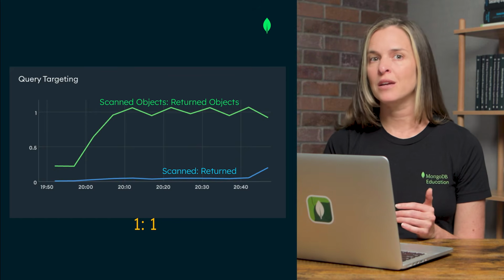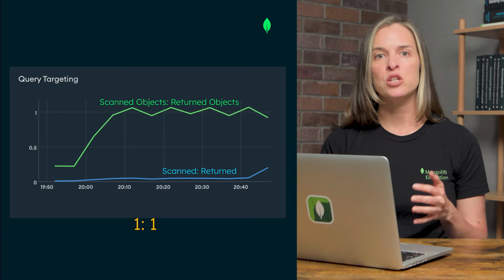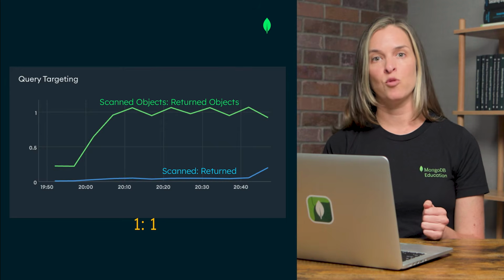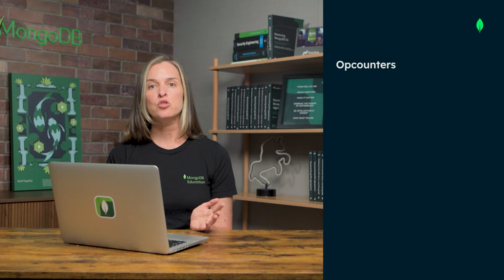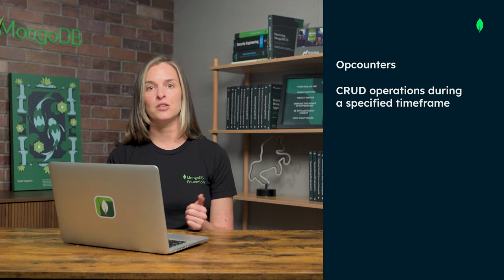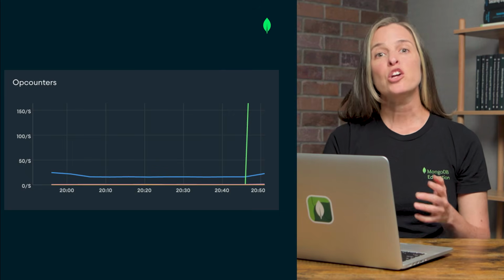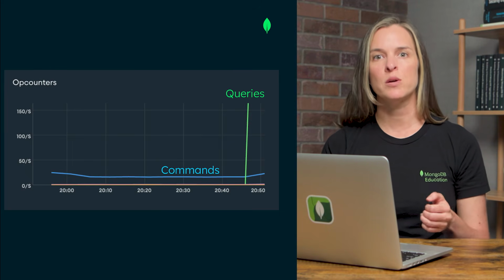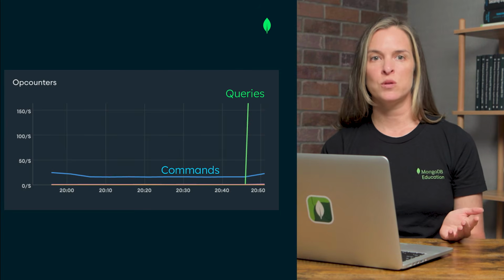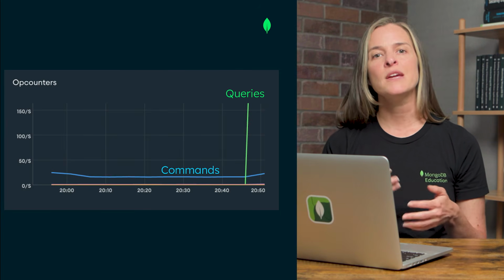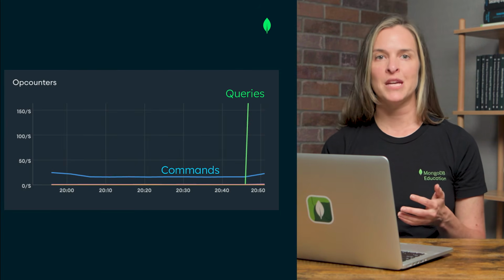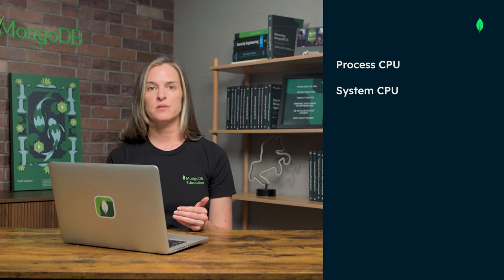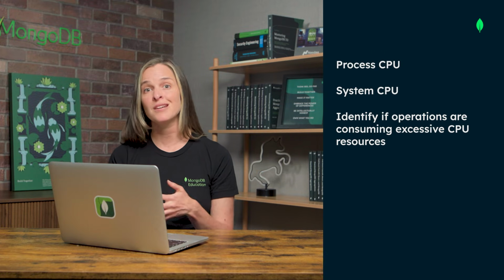If we see this value spike, it means the database is scanning large numbers of documents, even using the index. This can severely impact the query performance. Next, opcounters show us how many CRUD operations are occurring during a specific time frame. Here, we can see that we have a few commands executing, but a significant spike in queries. If we identify performance issues in the same window, we can most likely rule out issues related to inserts, updates, and deletes.